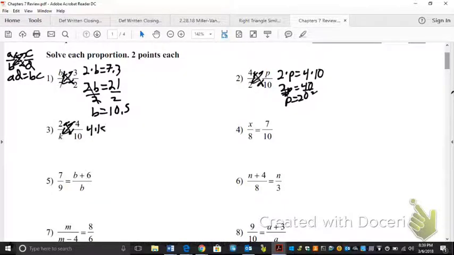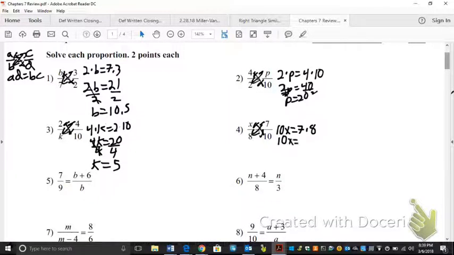Now we're going to kind of switch it up for number 3. Same numbers, just different order. So we have 4K equals 2 times 10. That's 4K equals 20. Divide both sides by 4, and we get K equals 5. Number 4, same thing. 10 times X equals 8 times 7. 10X equals 56. We're going to divide both sides by 10, and X equals 5.6.